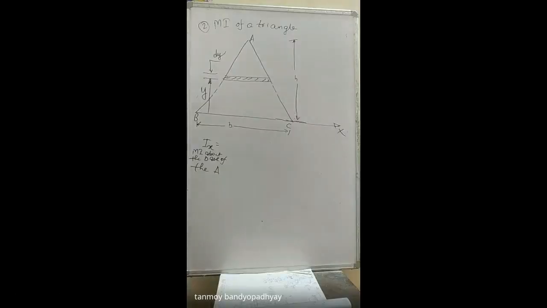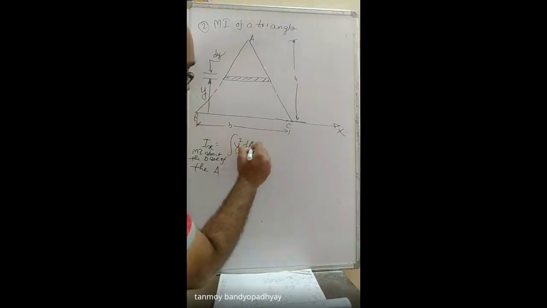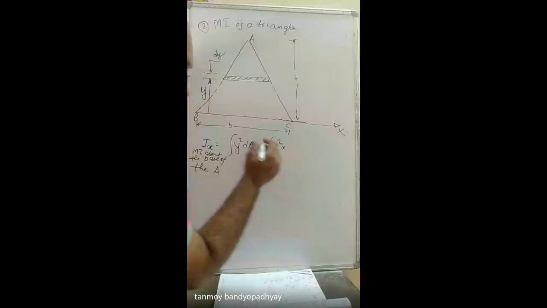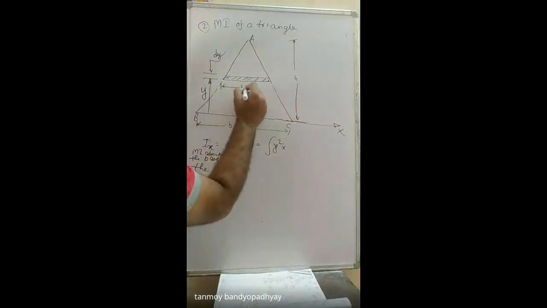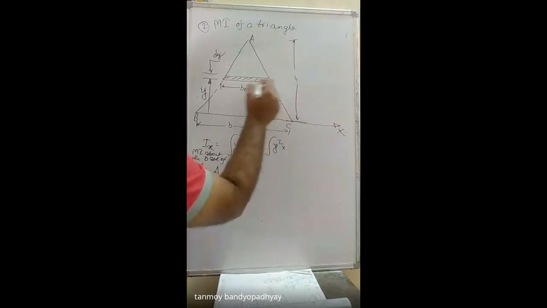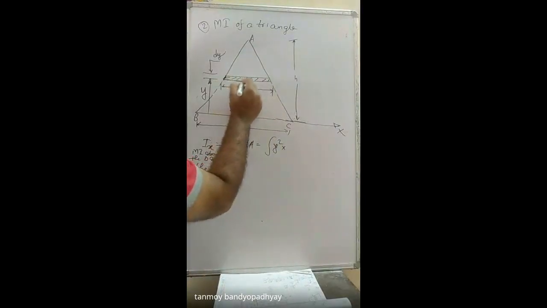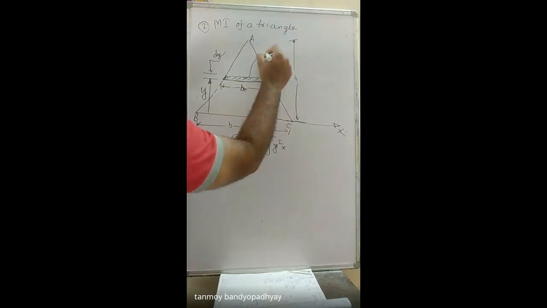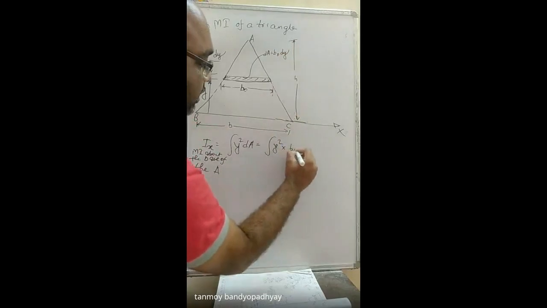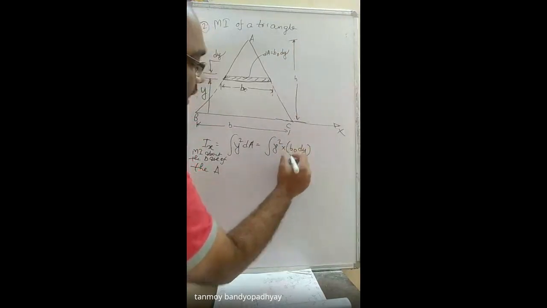Okay. So Ix should be equal to the integration of y square into dA. Let us suppose that this width is b0. If I consider this strip to be a rectangle, then this area dA should be equal to b0 into dy.